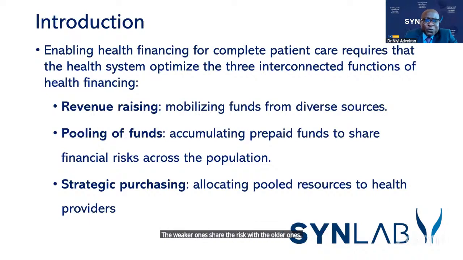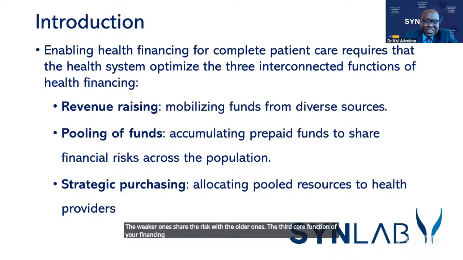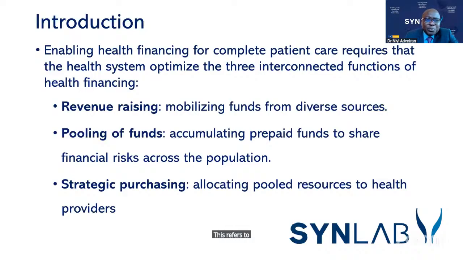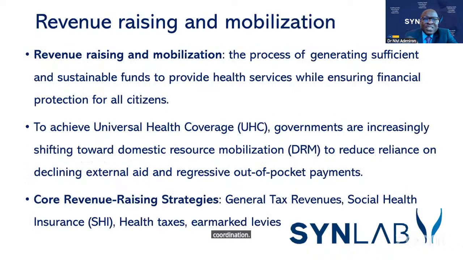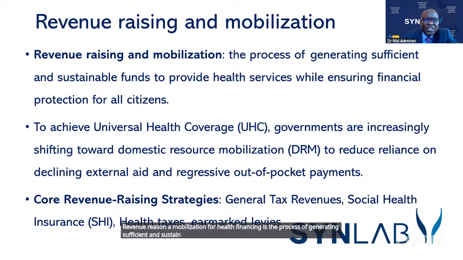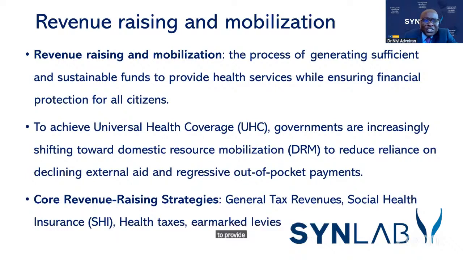The third core function of health financing is strategic purchasing. This refers to allocating the pooled resources to health providers through payment models that incentivize quality, efficiency, and care coordination. Now, let us take a deeper look into revenue raising and mobilization. Revenue raising and mobilization for health financing is the process of generating sufficient and sustainable funds to provide health services while ensuring financial protection for all citizens.